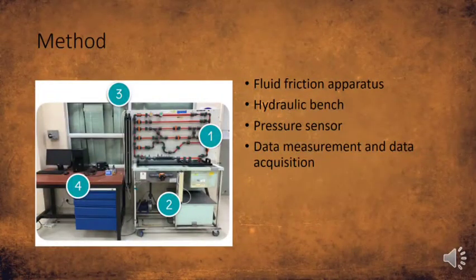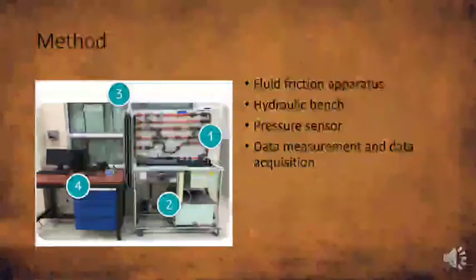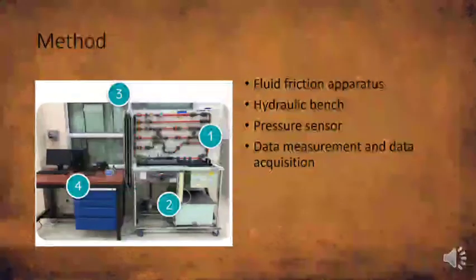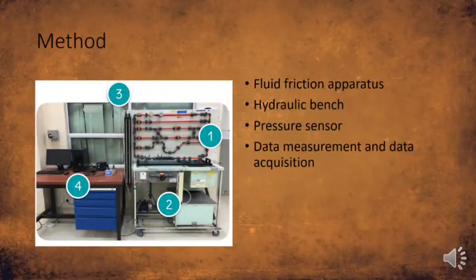So this is our setup for the experiment. Like I said, with this setup we want to know if there are any changes in our pipeline. The first thing we have here is of course the fluid friction apparatus. Then we have a hydraulic bench, then we have the pressure sensor here, and an indicator to take the data.